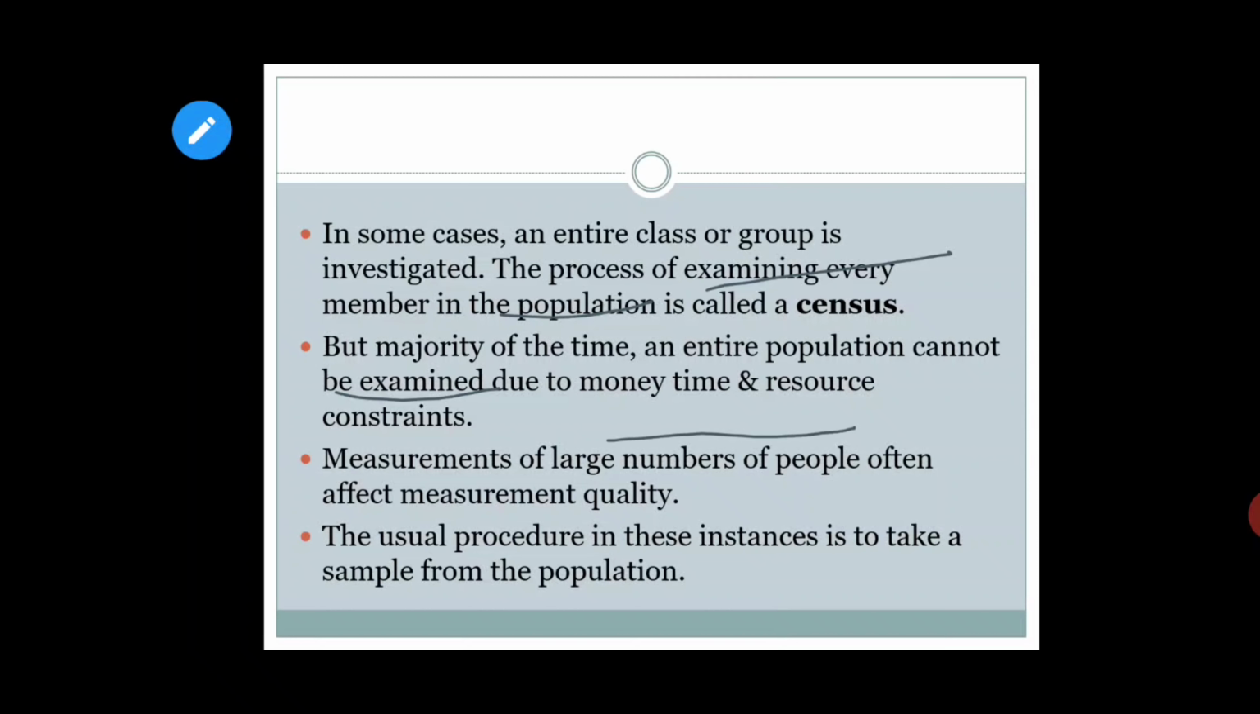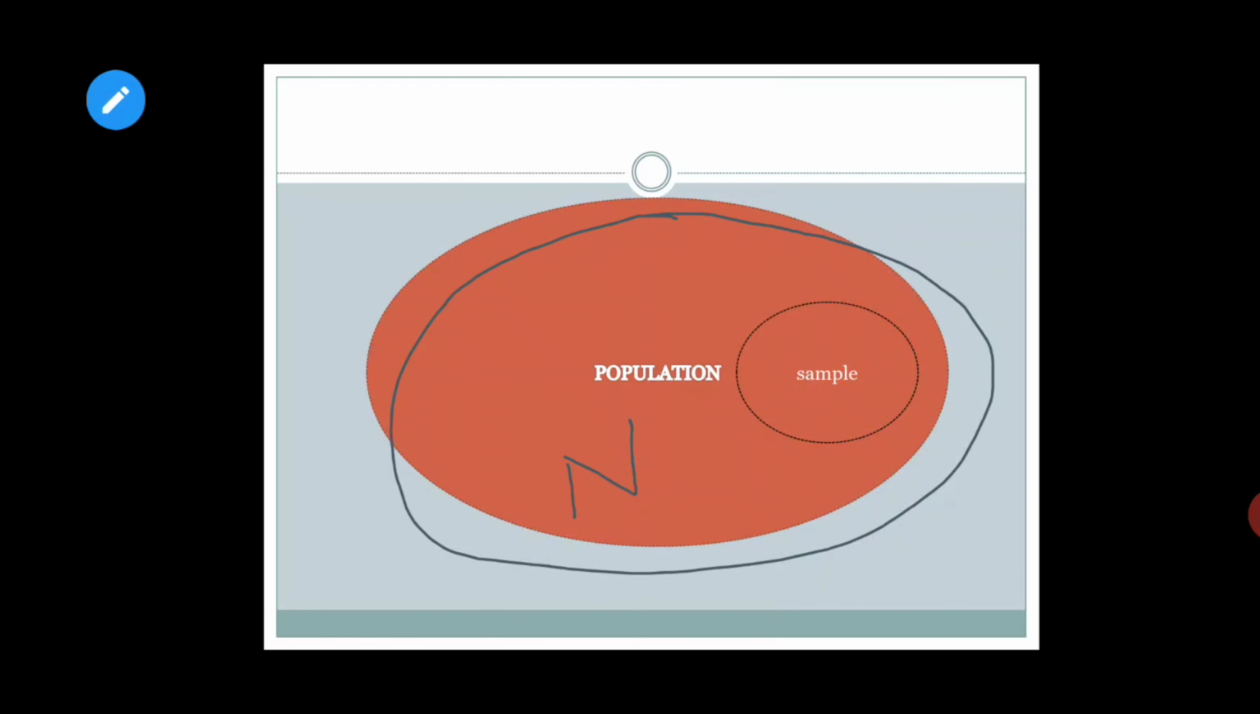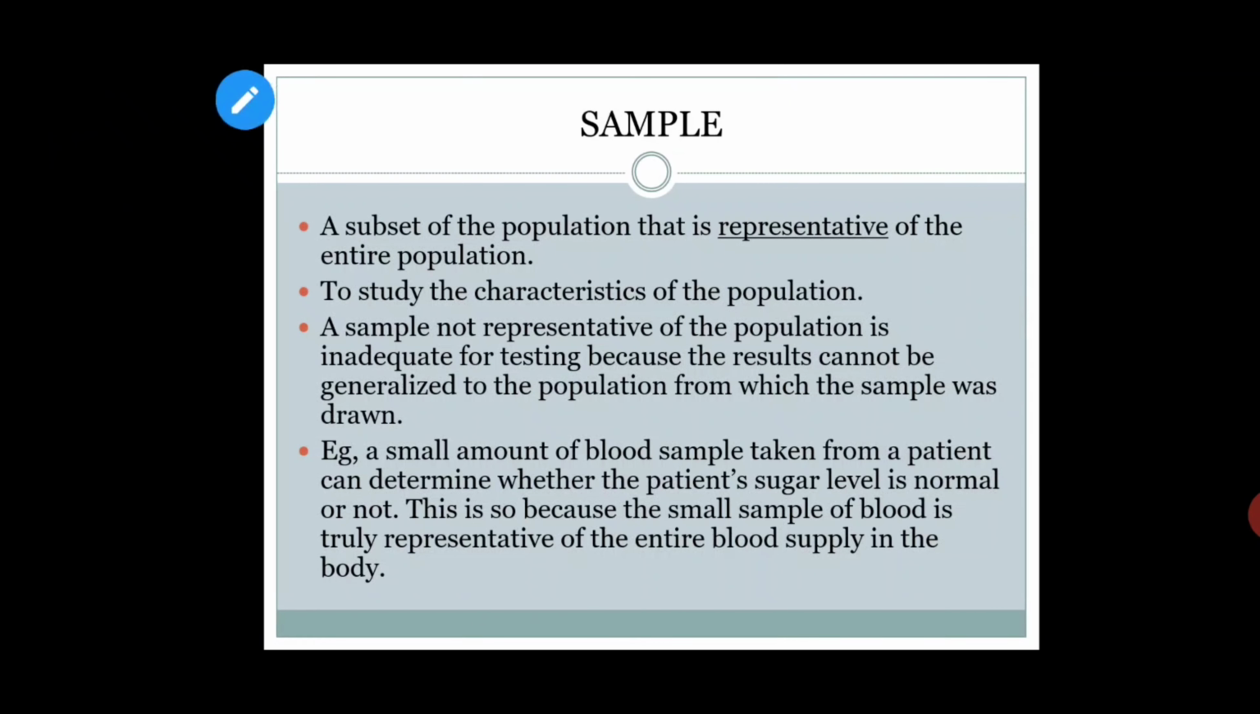The usual procedure in these instances is to take a sample from the population. Okay? So this is a diagram of population and sample. Population is the larger group and it is denoted by capital N, and sample is the smaller group of people selected from the population, and this will be represented by a small n.